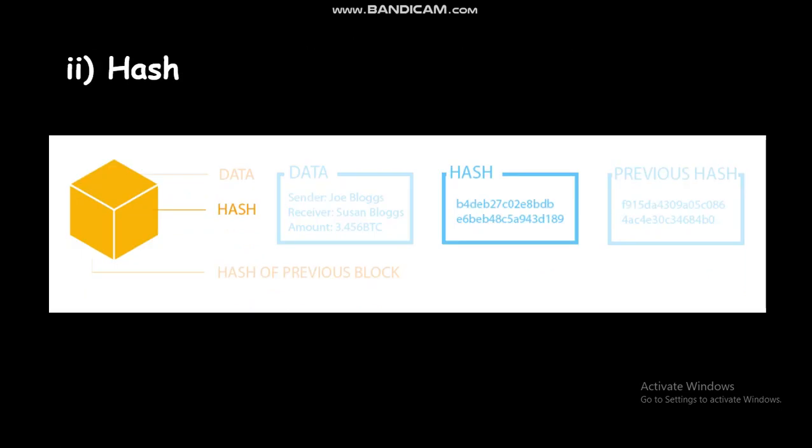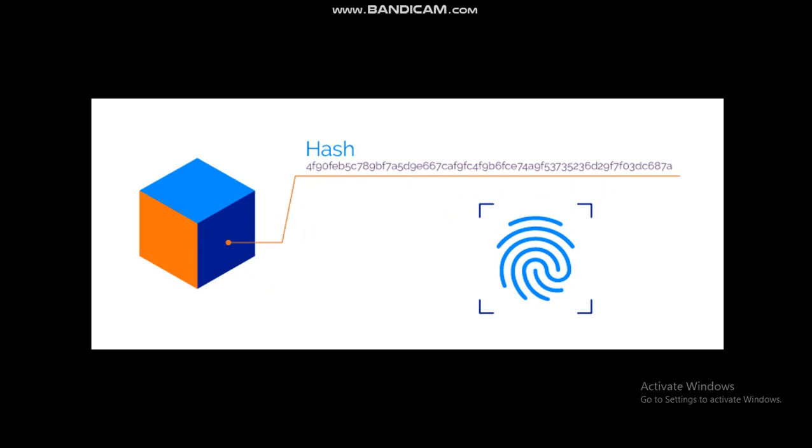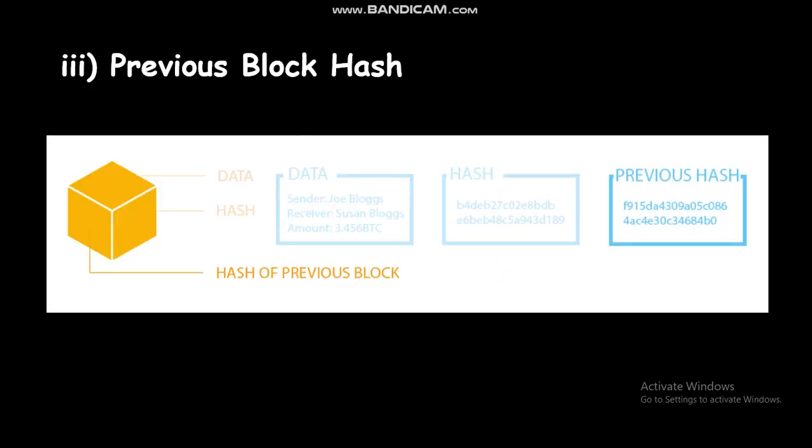A block also has a hash. You can compare a hash to a fingerprint because it is unique, just like a fingerprint. A hash identifies a block and all of its contents. Once a block is created, its hash is calculated. Changing something inside the block will cause the hash to change. If the fingerprint of the block changes, it no longer stays the same block.